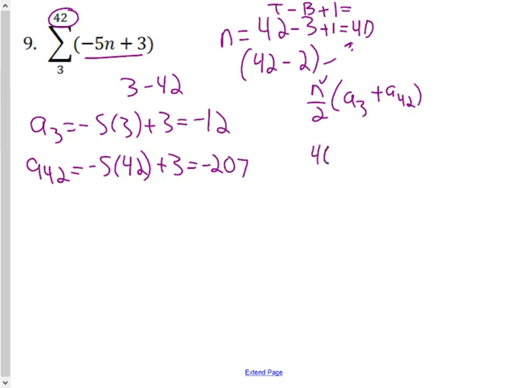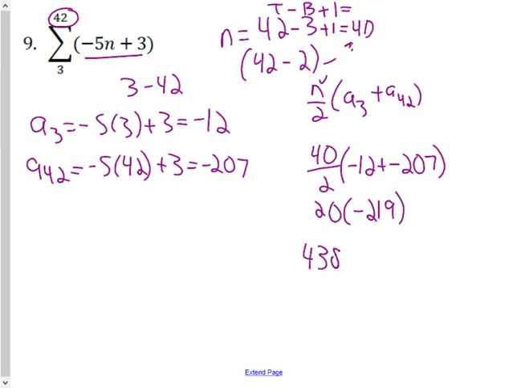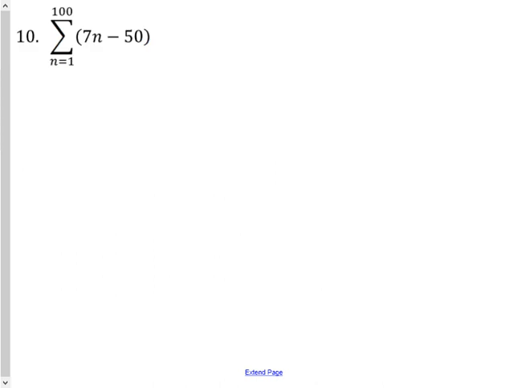And so plugging in what I had, 40 over 2 of negative 12 plus a negative 207 gives me 20 times negative 219, which gives me 4,380 with a negative in front. 4,380 of the negative variety. Calculator work. Moving on to the next one.